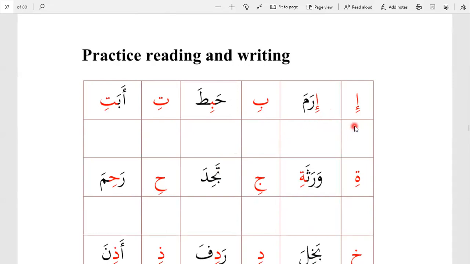First, I'm gonna read each box, and after I finish reading the box, I will write what's in it. Starting with this here. So this is i, top to bottom with the Hamza, and then the Kasrah under the Hamza. Kasrah has to always be under the letter, and under the Hamza in this case. This is i, ri, mi.